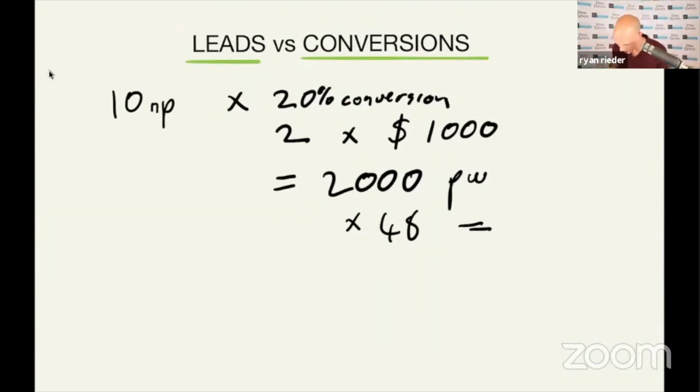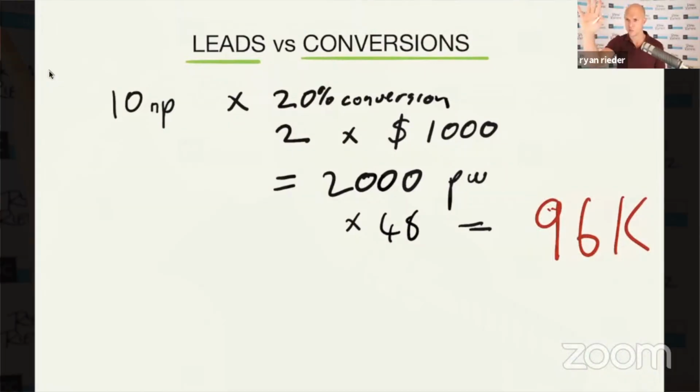So 2,000 times 48, the math of that works out to, in this case, turnover of $96,000, 96K. Is everyone with me? Give me a hand up. Everyone with me? Great. So, thanks, guys. So now let's change that.